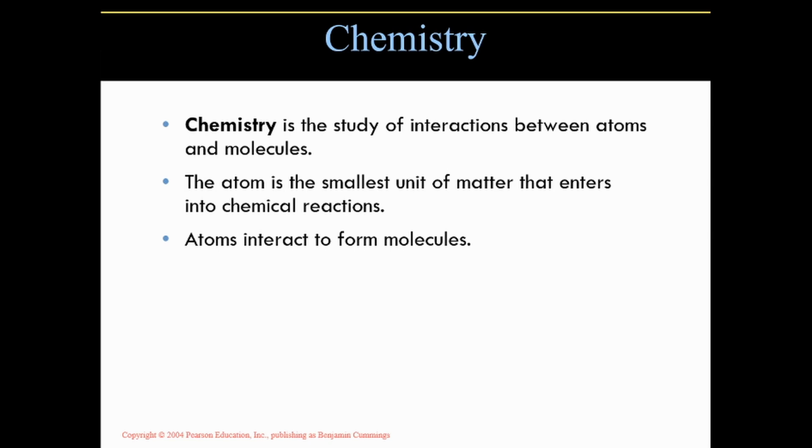Now, what is an atom? The smallest unit of matter that enters into chemical reactions. This word was coined about 2,000 to 2,500 years ago by a Greek philosopher whose name was Democritus. He used this word because in Greek it means unable to be cut or unable to be divided any further.